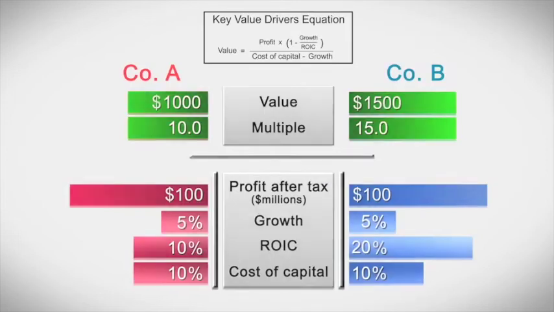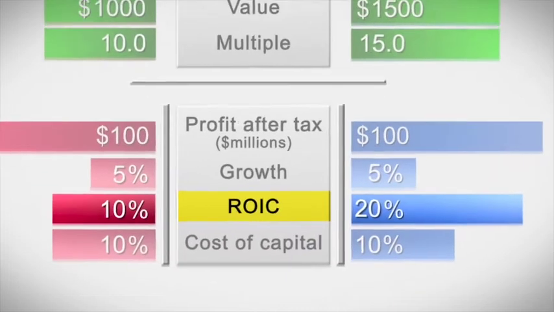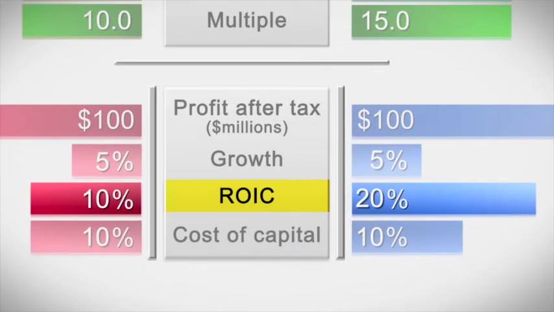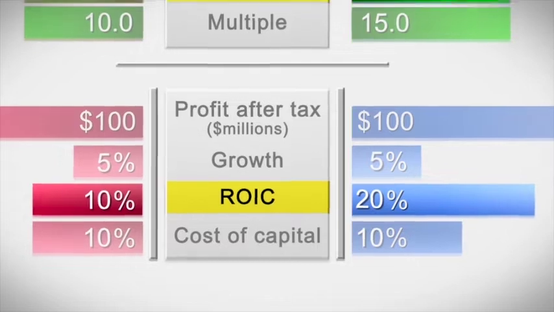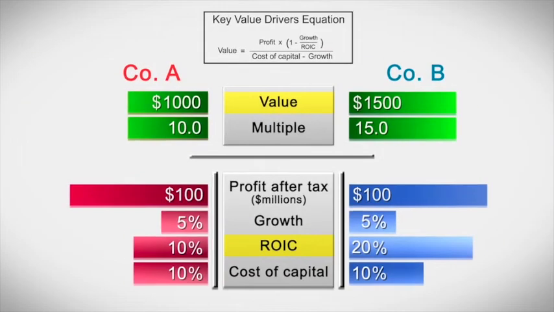Well, let's think about why. Look at all the data on the screen. The major difference between A and B is that B has a higher return on its investment. That's the key. If you have a higher return on your invested capital, you will generate more cash flow for the same amount of profits, and your business will be more valuable. Return on invested capital is a proxy or a shortcut for the cash flows of the business.